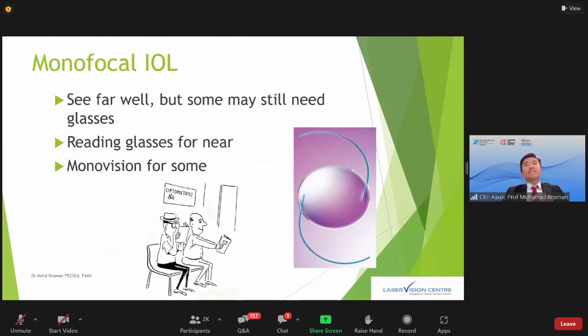Okay, so monofocal lenses, it allows you to see far, but for near, you need to wear reading glasses. In some people, we can perform monovision. That means one of the lens to see far and the other lens adjusted to see near.